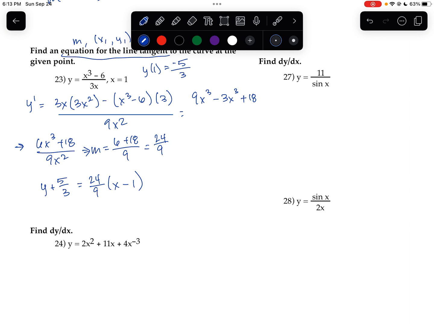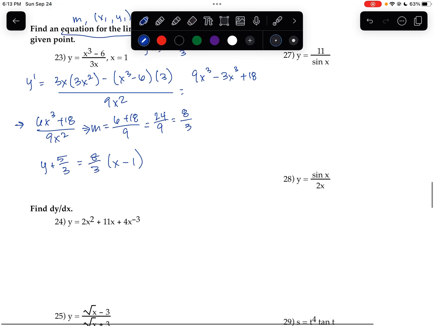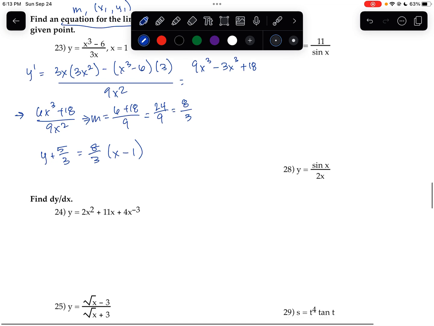I think that's good. You could probably simplify the slope. That's probably something we should have done. So divide by 3. 24 divided by 3 is 8. So we get 8 over 3. So how about we just change that at the very least. So we'll call this 8 over 3. And there you go. You can leave it right there.